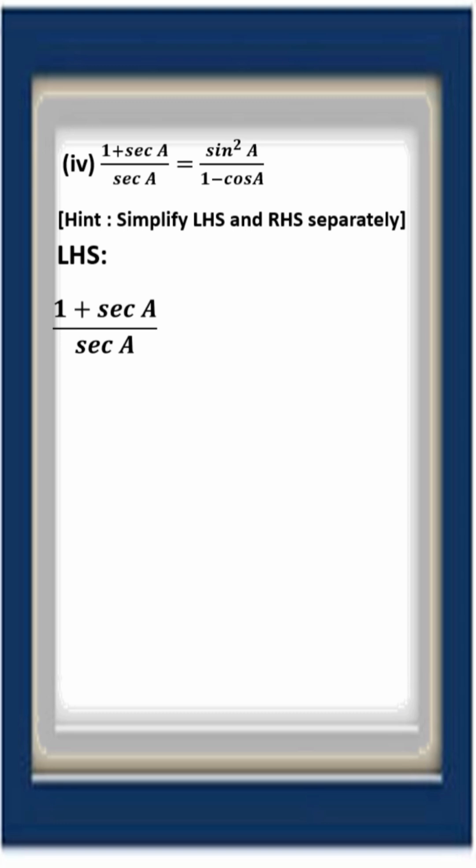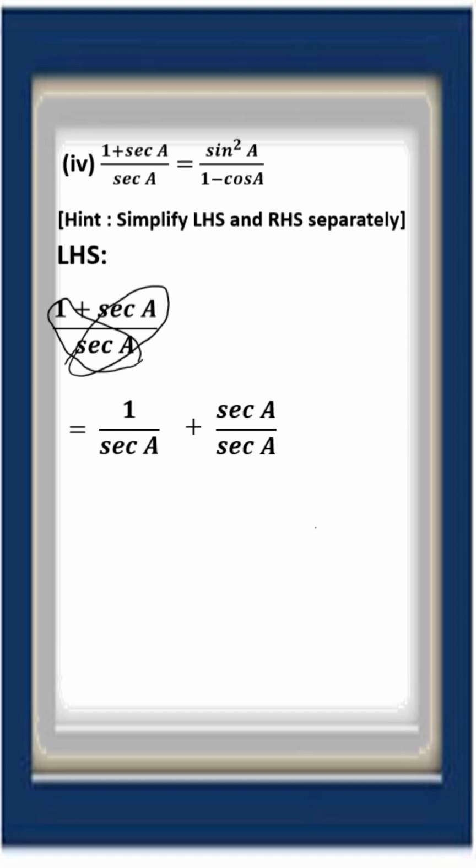What can we do? Now let us separate: 1 upon secant A plus secant A upon secant A. 1 upon secant A is cos A, isn't it? Cos and secant are reciprocal ratios. Plus secant A upon secant A is 1. So this is the final result of LHS. Let this be equation 1.